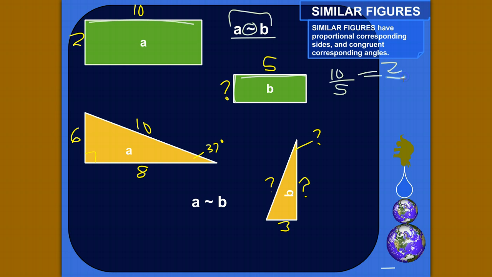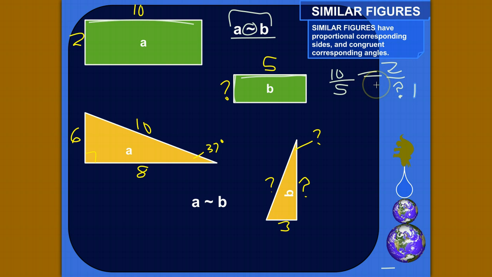So I'm going to just put 2 over question mark. Okay. So once you have that proportion set up, there's a couple different ways you can solve it. You can just eyeball it. So 10 over 5 is the same as 2 over 1.